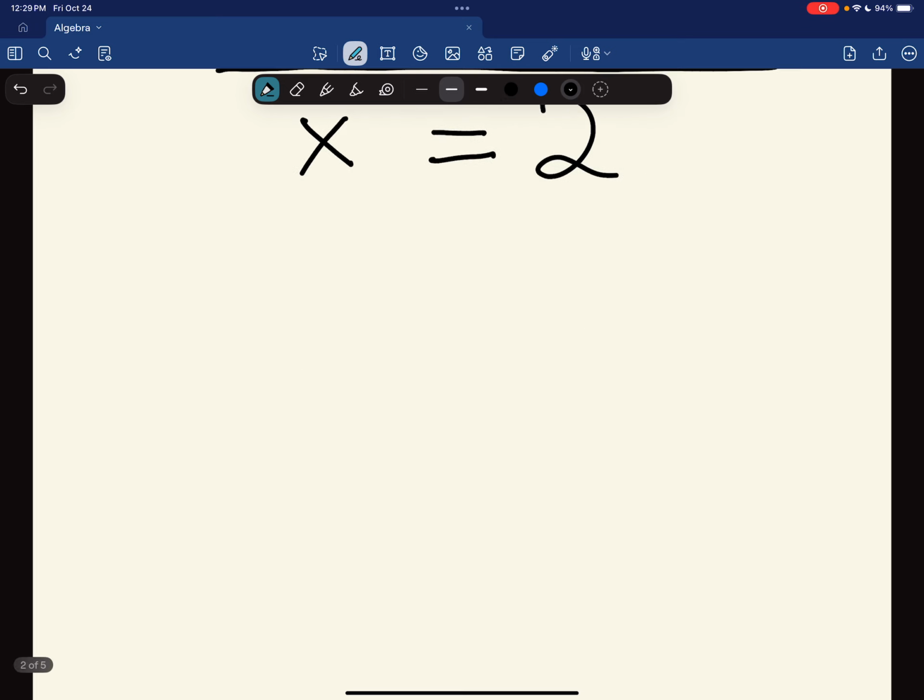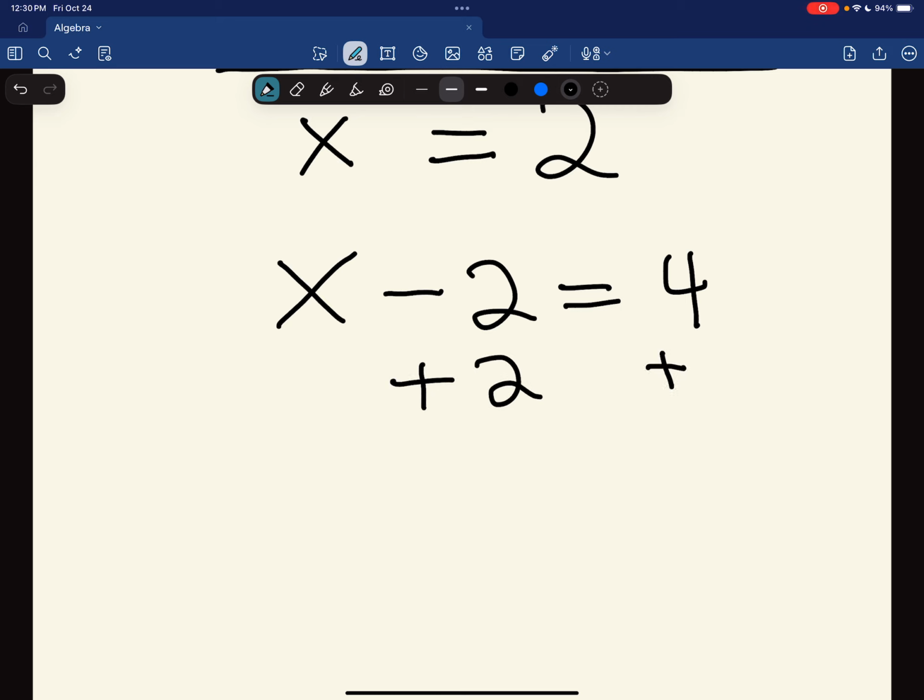Okay, now let's do another example. But now let's do x minus 2 is equal to 4. In this case, we have a minus 2 instead of a plus 2 like our previous example. Now we want to isolate the x. So this time, since we have minus 2, we want the opposite operation, which is plus 2. So I'm going to add 2.